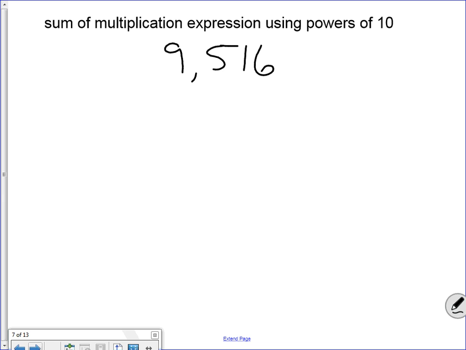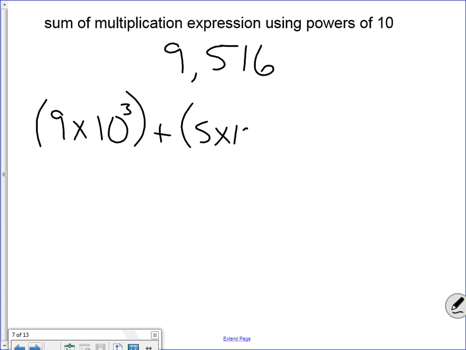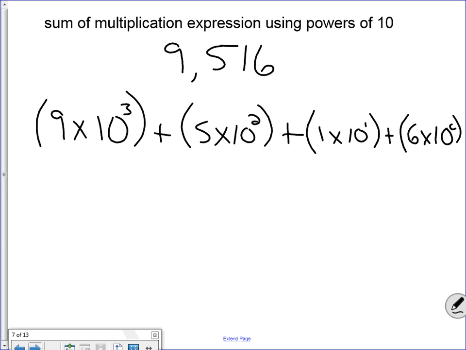9,516. So 9 is in the 9,000s place. Powers of 10, right? So 9 times, what would 1,000 be in powers of 10? Well, in 1,000 there are 3 zeros. So we're going to put a 3, 10 to the third power. Plus 5 times 10 to the second power. Plus 1 times 10 to the first power. Plus 6 times 10 to the 0 power.